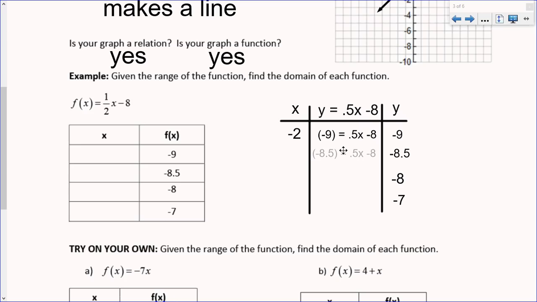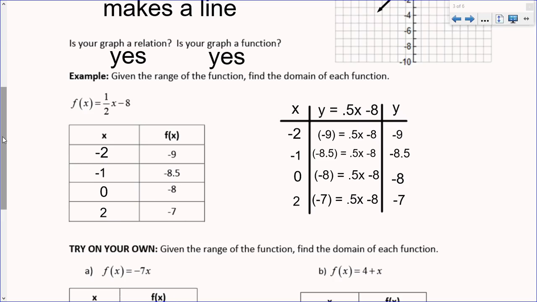Okay, do the same thing for the next one. Plug in -8.5. Add 8 to both sides and divide by 0.5. You get -1. Plug in -8 for it and solve for x. Add 8 to both sides, divide by 0.5, you get 0. Okay? And then last one, plug in -7 equals all this fun stuff. Add 8 to both sides, you get 1. Divide by 0.5, you get 2, positive 2. So those are my x values, and that's what I would fill in the table with.